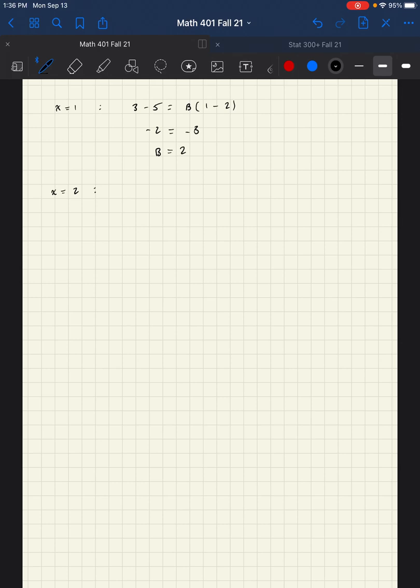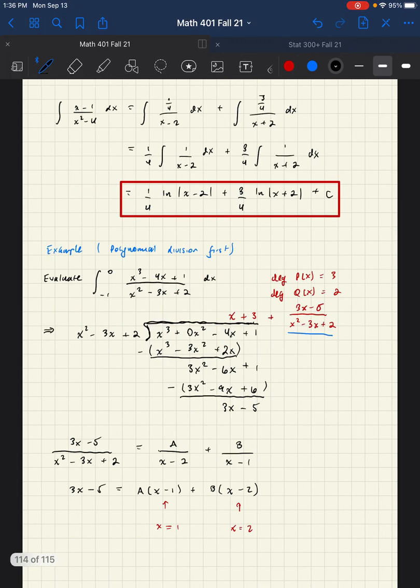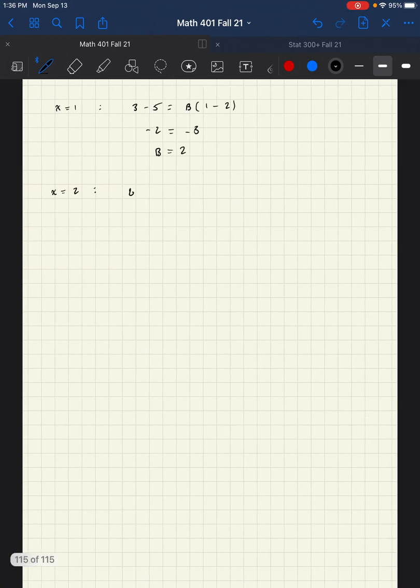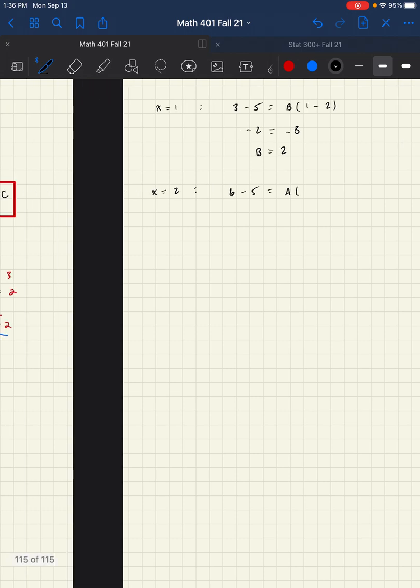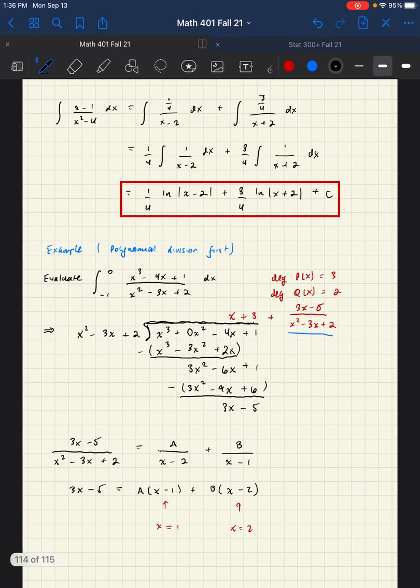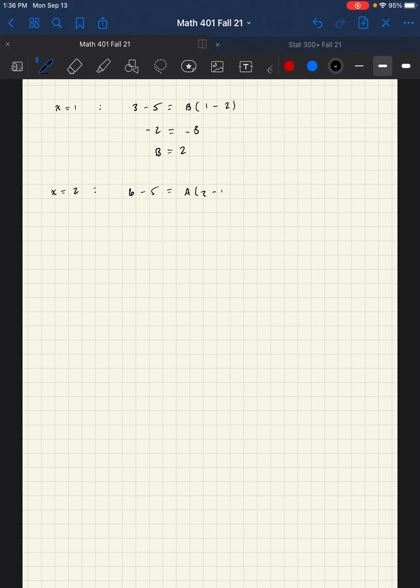The second one, if we plug in 2 instead, remember that's 3x minus 5, so that's going to be 6 minus 5 equals, in this case, A times 2 minus 1. Then we get 1 equals A, so A equals 1. Well, that's nice. So in 2 short steps, we figured out what A and B were.